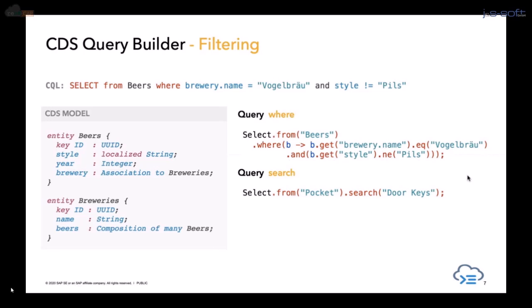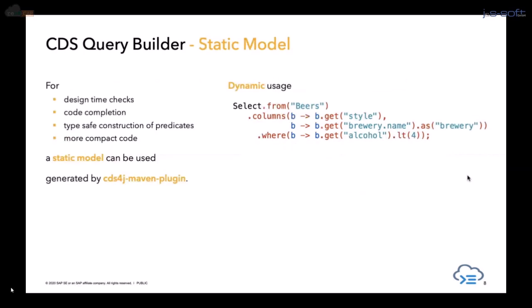Okay, so up to now, you basically saw the dynamic version of our query builder API. That means for accessing the entities and the element names, you always used strings, like also in the example above. And this has certain disadvantages, especially if your model changes. Then you have to search all the strings you used in the expressions to see if they are still valid.